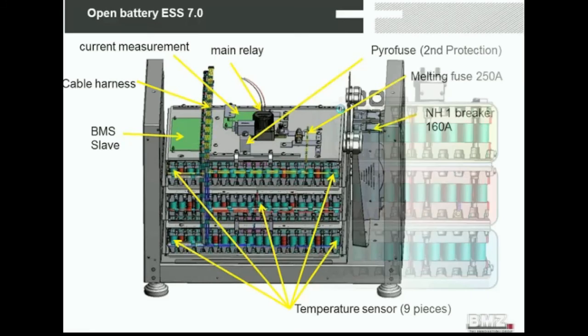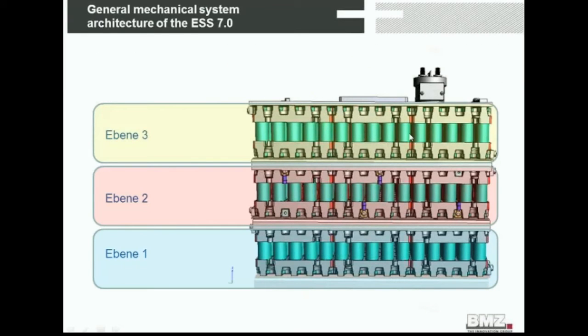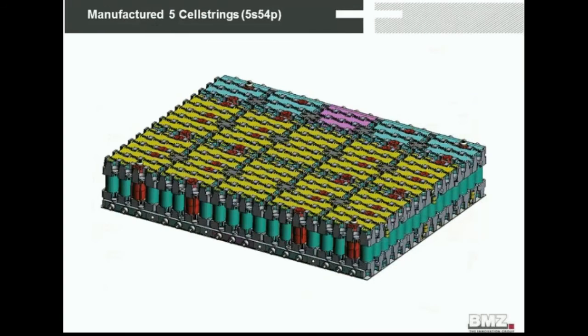Here you see three levels, level 1, 2, 3. All those levels are, from the manufacturing point of view, identical, which makes it very easy for our production. This is one of those levels. You see 5 cells serial connected and 54 cells parallel.